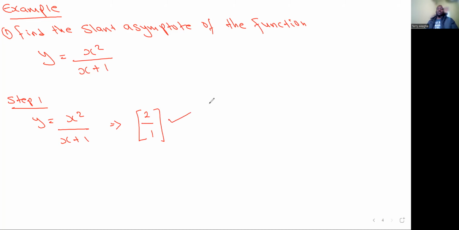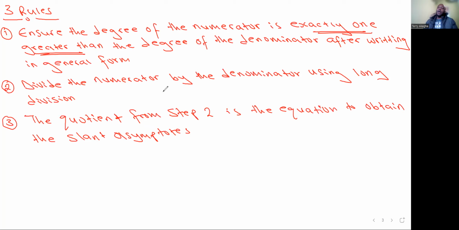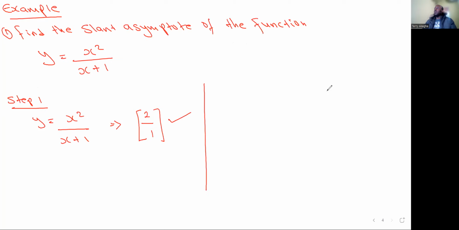So that means we should be expecting a slant asymptote from this. All right, so now we're going to go to step 2. Now, what does step 2 say? It said that you have to divide the numerator by the denominator using long division. So let's go with long division again. Step 2, please, if you've forgotten long division, please go back and have a look at it.